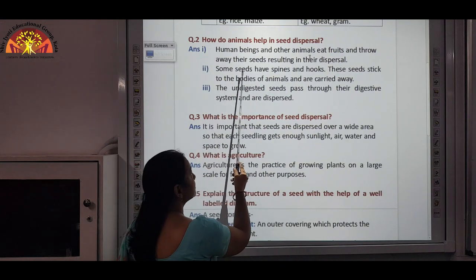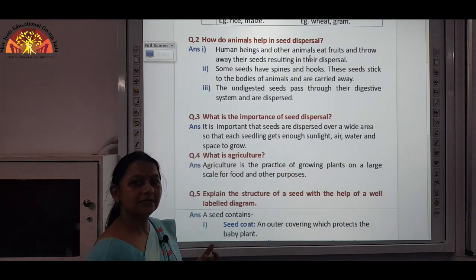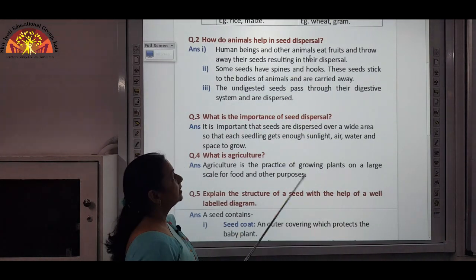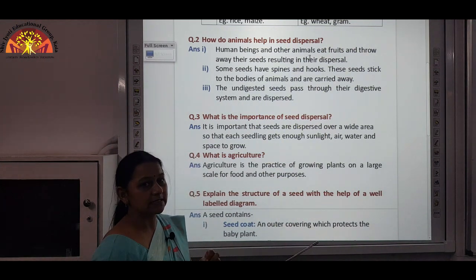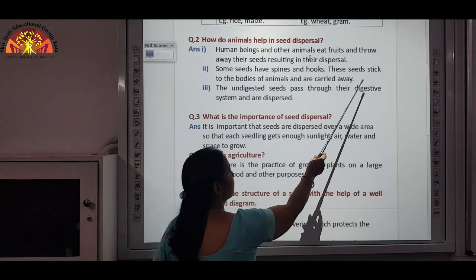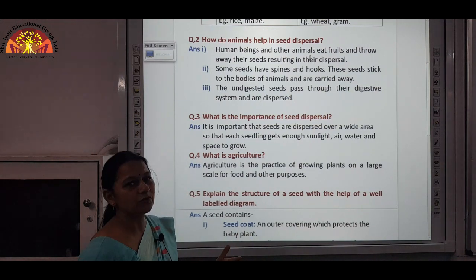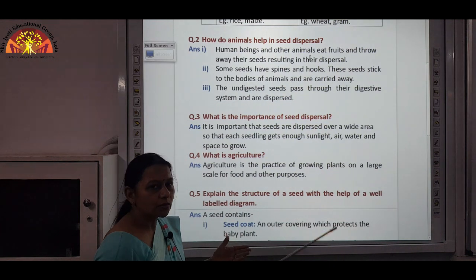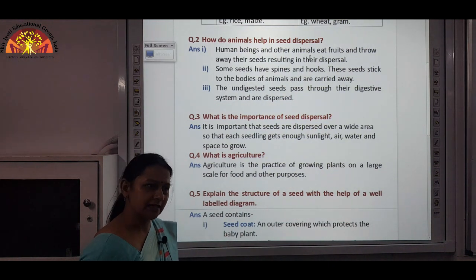Second point, some seeds have spines and hooks. As I have told you, the seeds of cockleburr, dhatura, tiger claw have spines and hooks, and so these seeds stick to the bodies of animals. Wherever the animal moves, the seed is carried away with the body, and then it drops somewhere else, resulting in dispersal.